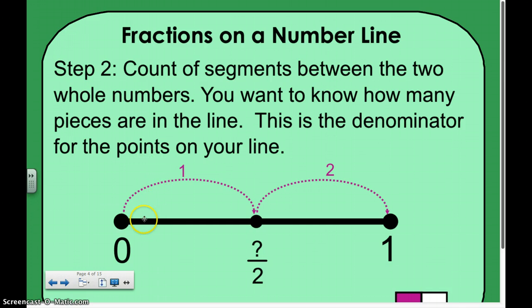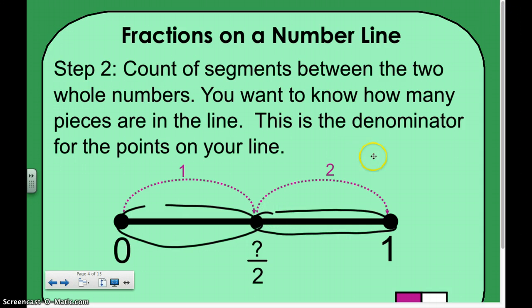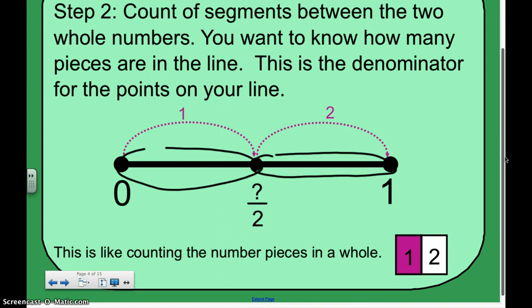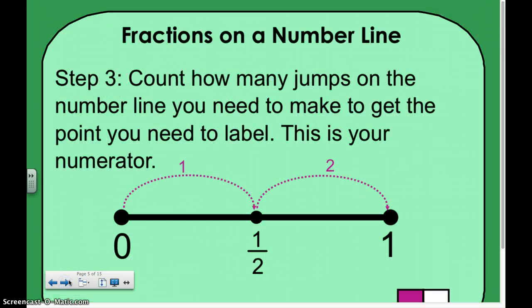Second, you need to count the number of segments. This is a segment, and this is a segment on the number line. So you need to count the segments between the two whole numbers. You want to know how many pieces are in the line. This is the denominator for the points on your line. This is like counting the number of pieces of a whole. So they jumped 1, 2. So there are 2 segments on this line. We're not including 0, but we are including 1. So that means that there's 2 segments on this number line.